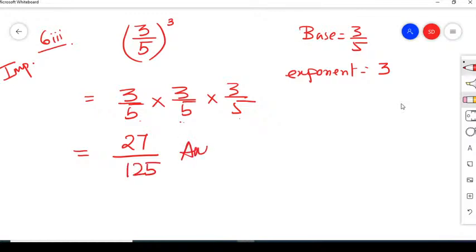So we're just multiplying all the numerators and getting this numerator, and multiplying all the denominators and getting the denominator. Yes, 27 by 125.